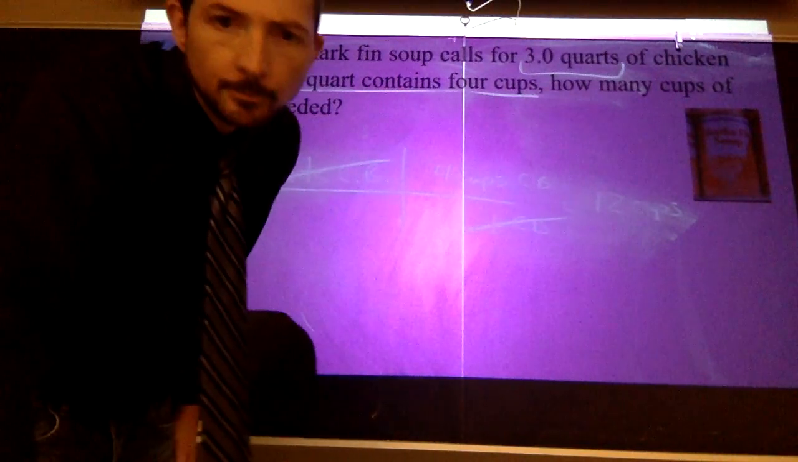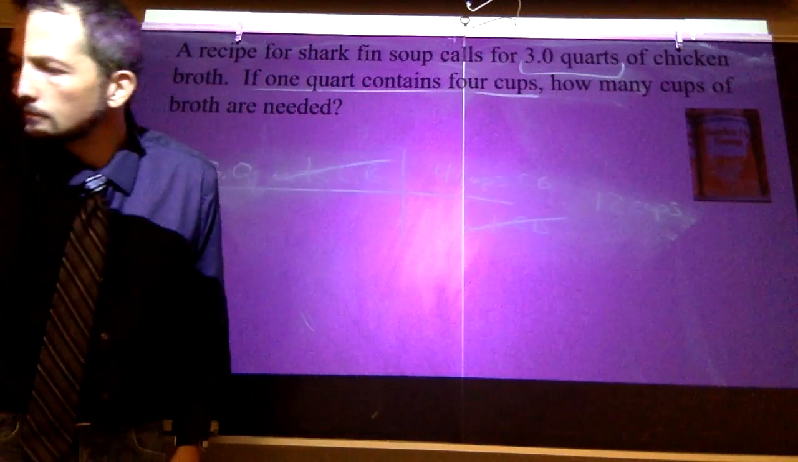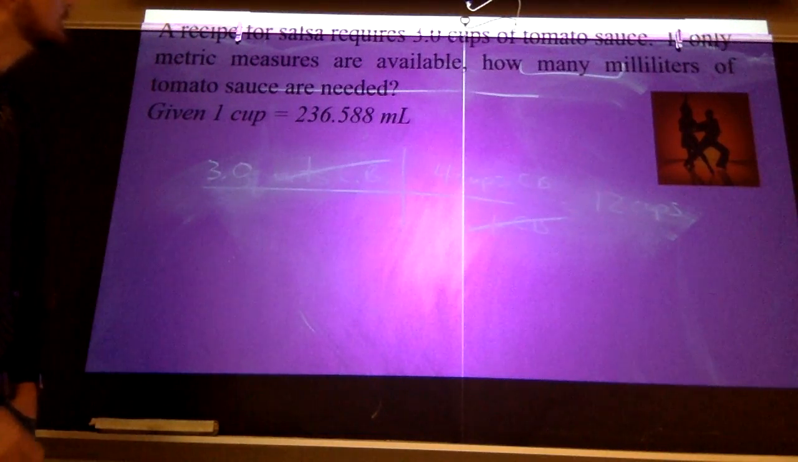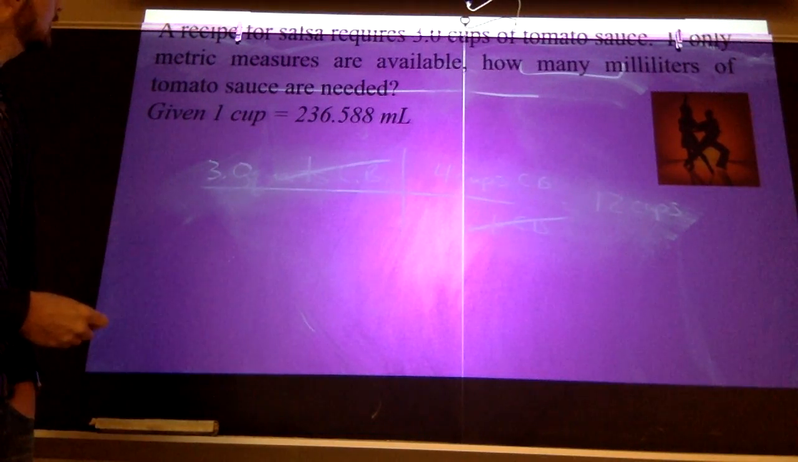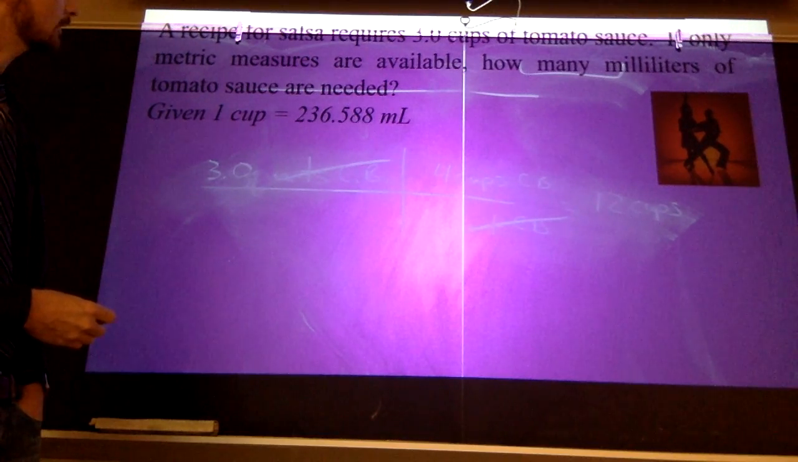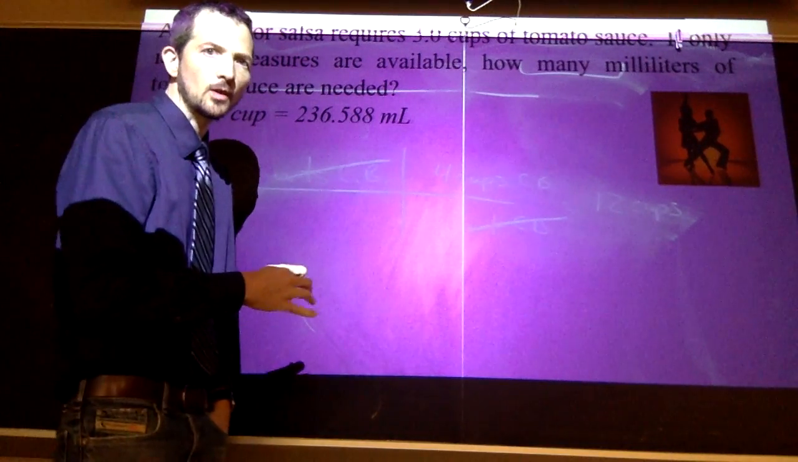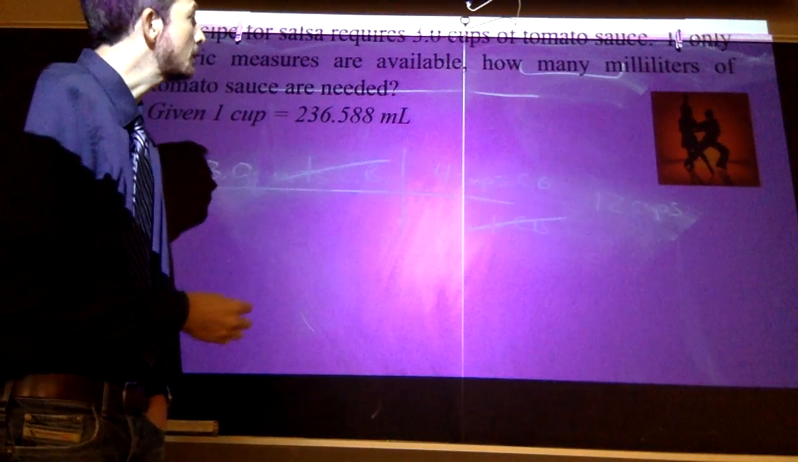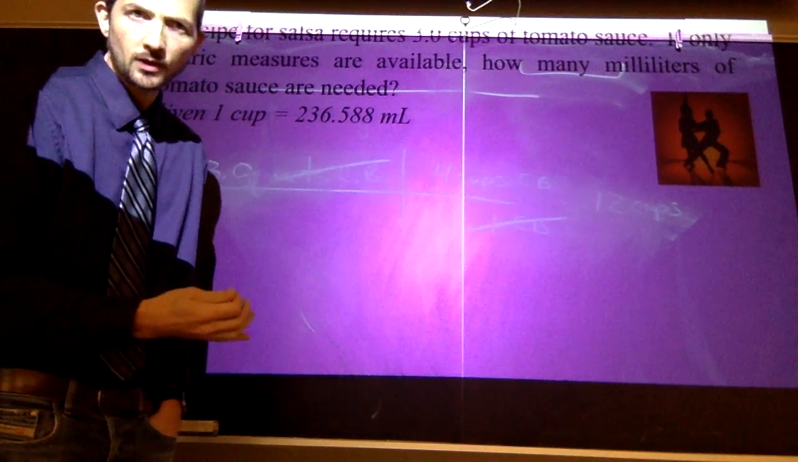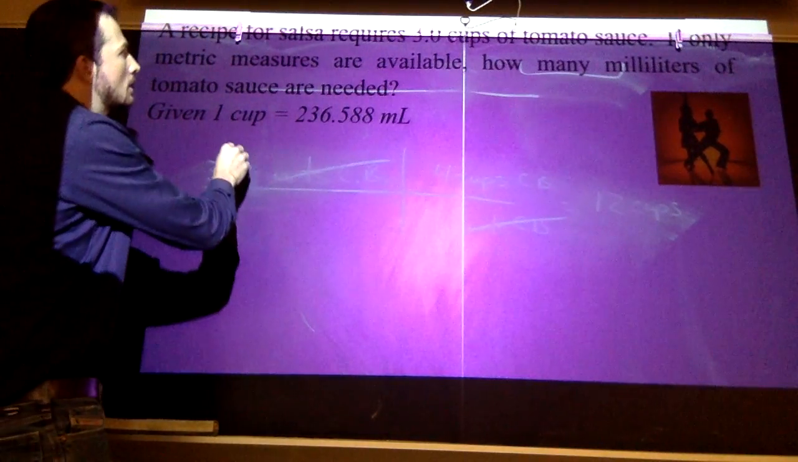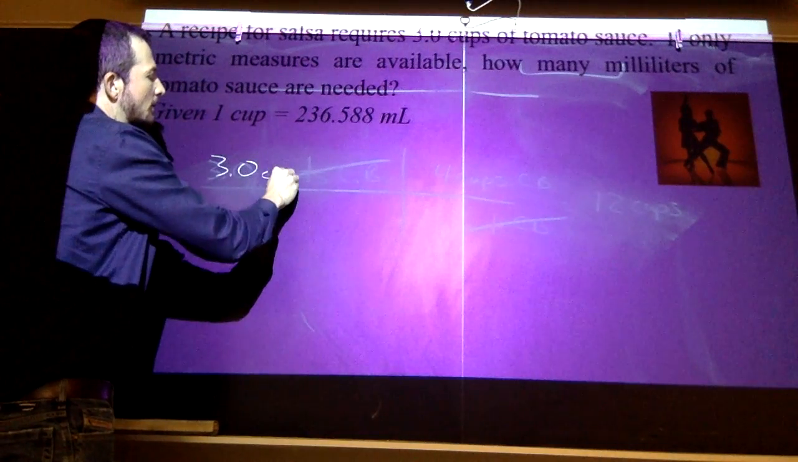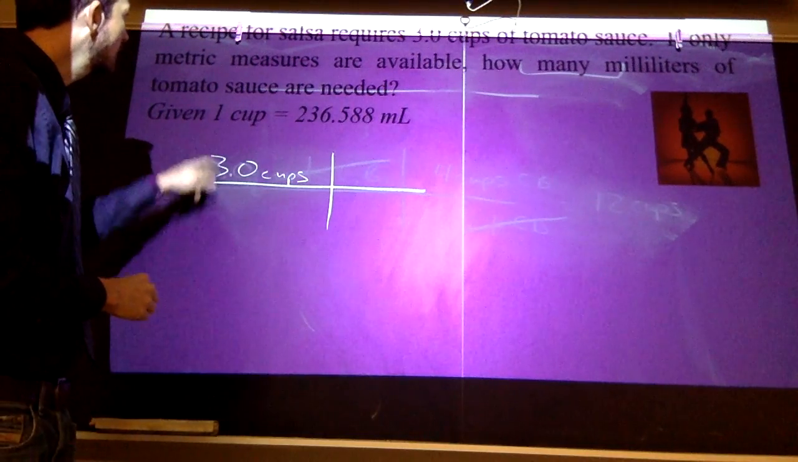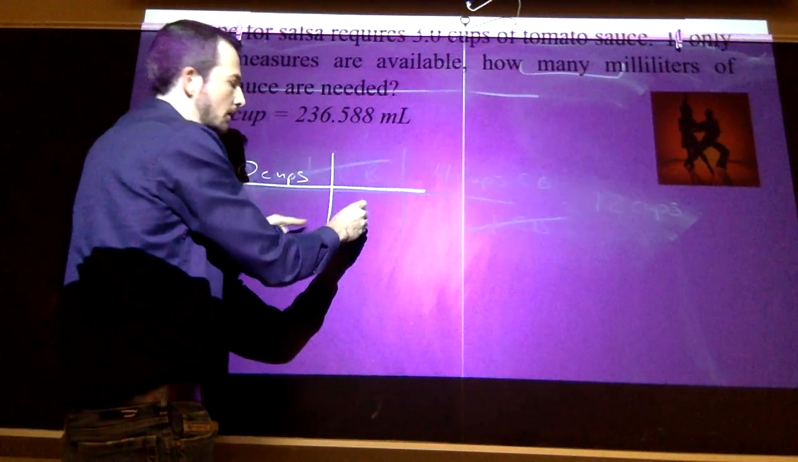Let's go on to the next one. It says a recipe for salsa requires 3 cups of tomato sauce. If only metric measures are available, how many milliliters of tomato sauce are needed? So I'm given the conversion factor here as well. I'm given that 1 cup is 236.588 milliliters. If you don't know a conversion factor, you could always look it up. So I have 3 cups of tomato sauce. Again, I'm just going to use my conversion factor. 1 cup, so cups on top here, so I need cups on bottom here.